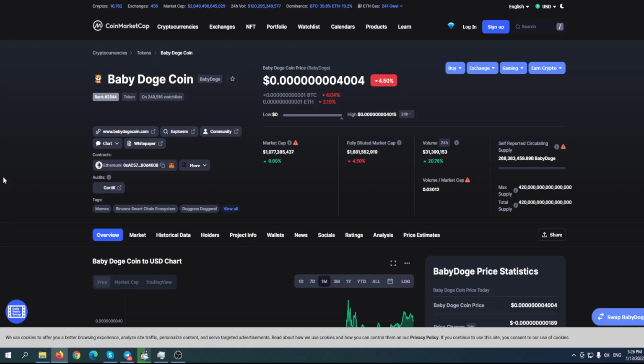And in today's video, we're going to talk about this amazing meme token, and how to choose the right meme token among thousands of them. That's the right question, guys, and together we can find the answers. So let's take a look at the chart right now.